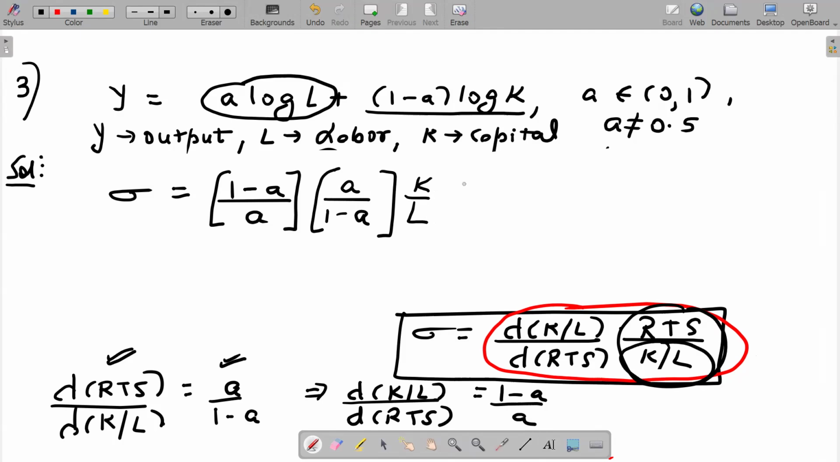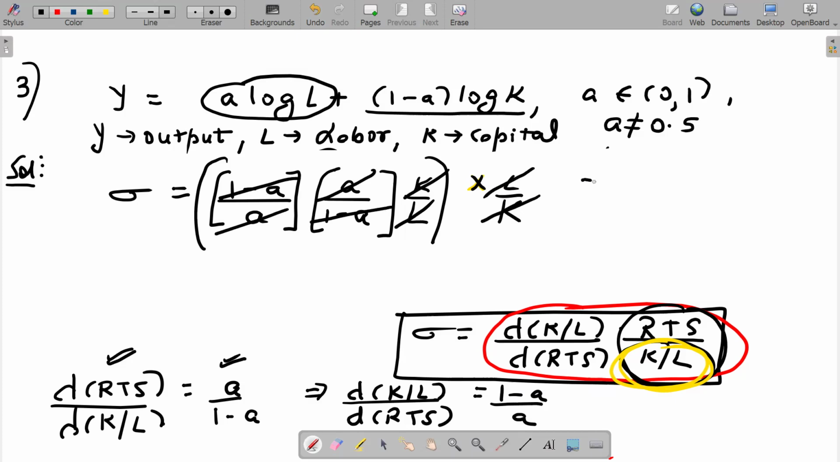Divided by this K by L means times L by K. Or if students haven't understood this, this whole is divided by K by L. This K by L at the bottom in yellow color. When I divide by K by L, I can now erase this and I can write times L by K. L and L cancel out, K and K cancel out, 1 minus A, 1 minus A cancel out, A and A cancel out, my answer is 1. That means elasticity of substitution is exactly equal to 1.